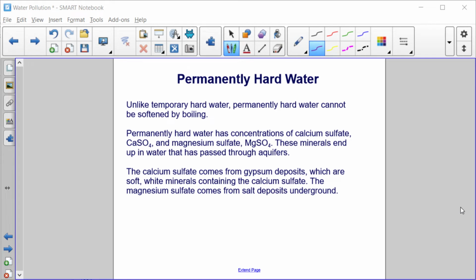Permanently hard water. Unlike temporary hard water, permanently hard water cannot be softened by boiling. Permanently hard water has concentrations of calcium sulfate and magnesium sulfate. These minerals end up in water that has passed through aquifers. The calcium sulfate comes from gypsum deposits, which are soft, white minerals containing calcium sulfate. The magnesium sulfate comes from salt deposits underground.